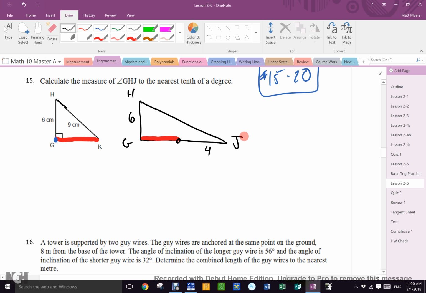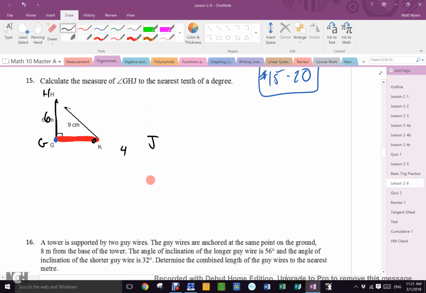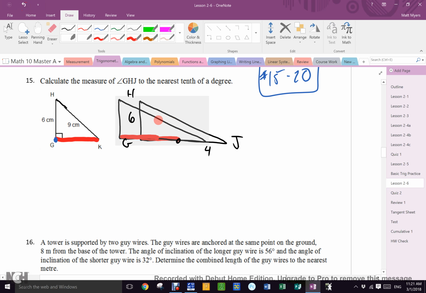Okay, so when it's... Does everybody recognize that they're the exact same thing? Damn it, that was the original triangle? Right? If I slide this over here, that's what I have, yeah? Does everybody agree? Okay. When it says the nearest meter, it means like a whole number.